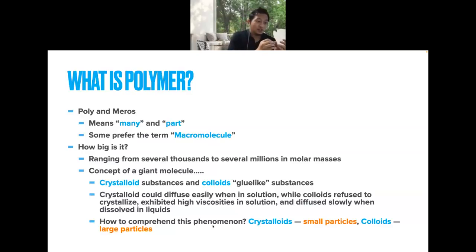These crystalloids are easily diffused because they have small particles. Like if you imagine a really small circle, this small particle can diffuse easily, while the colloids have larger particles. This is when people needed to know that there is some part of our world that has the same structure, and it led them to define the term polymers. So they learned from this colloid behavior.